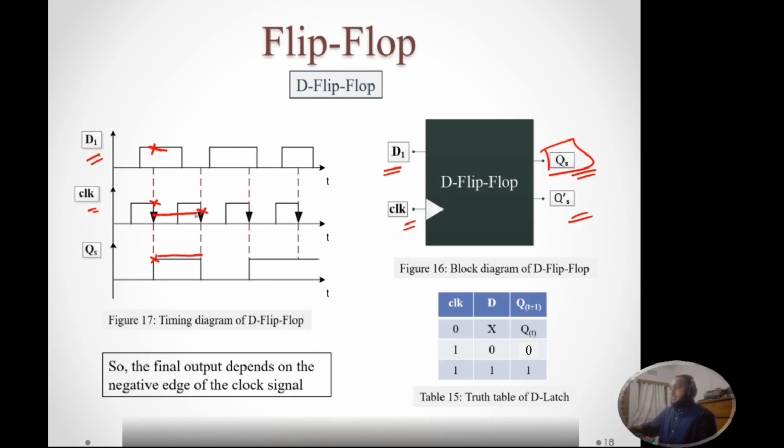So here we have our clock signal's negative edge. In this case our input D is 0, so our output will become 0, and after this to this point we don't have any clock signal's negative edge, so our previous output, which was 0, will continue.